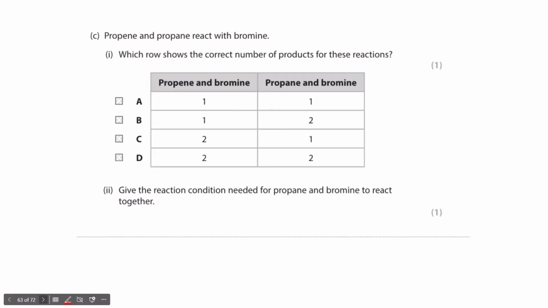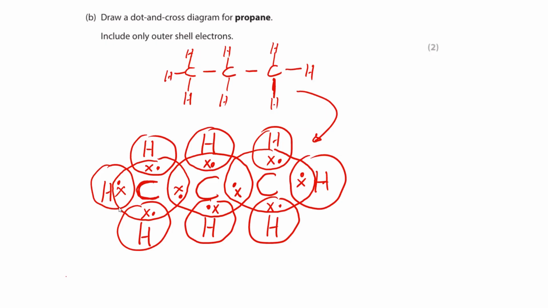Okay, now let's go for this one. Propene and propane react with bromine. Both react with bromine, which shows the correct number of products for these reactions? We have propene and bromine, giving 1, and propane and bromine, giving only 1. Then, give the reaction condition needed for propane and bromine to react together.